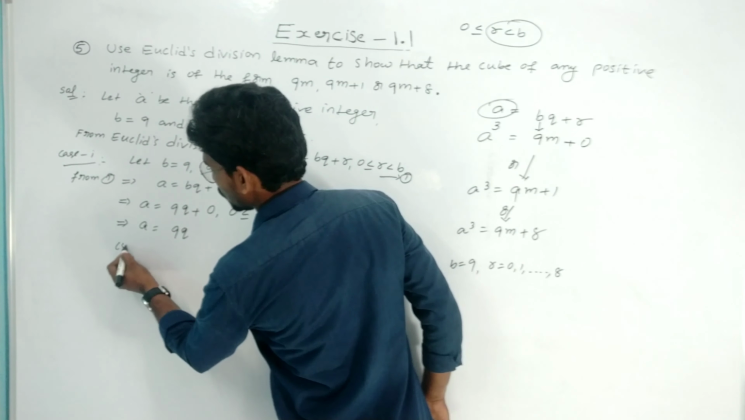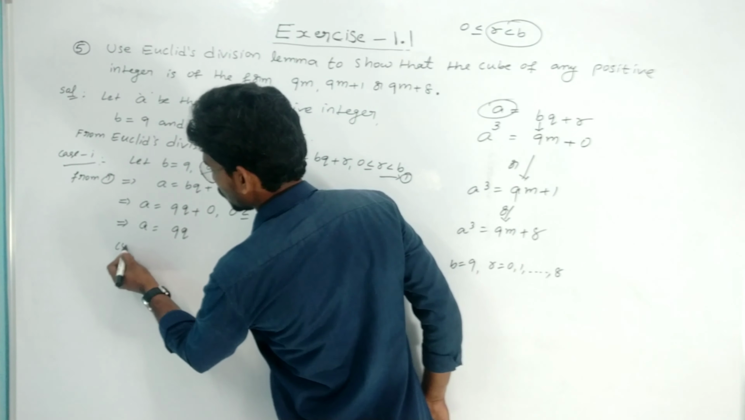So, a cube is equal to (9q plus 1) whole cube. Now, that implies a cube is equal to (9q plus 1) whole cube. This is in the form of (a plus b) whole cube, where (a plus b) whole cube is equal to a cube plus 3a square b plus 3ab square plus b cube.